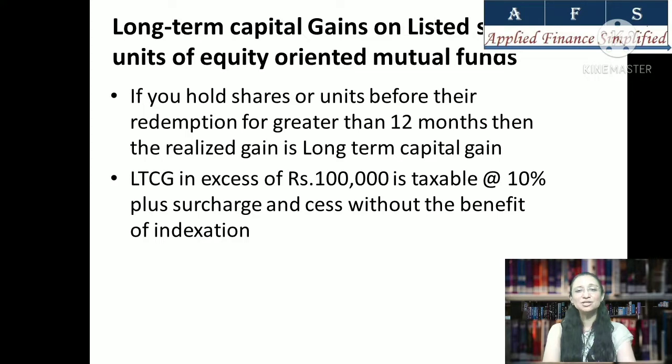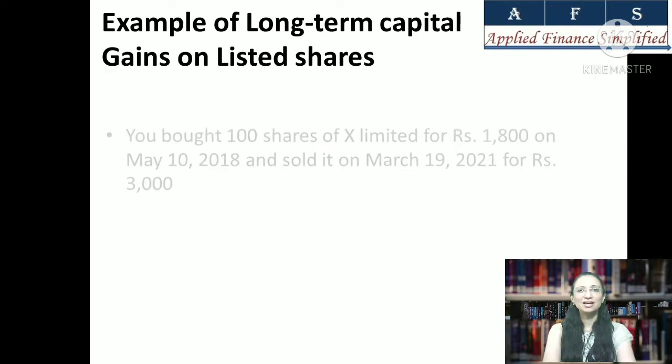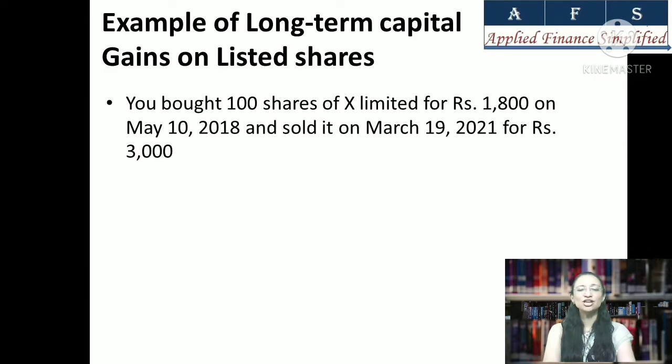Let's take an example to understand the long-term capital gains and how the tax is calculated. Suppose you bought 100 shares of X Limited for 1,800 on May 10, 2018 and sold it on March 19, 2021 for Rs 3,000. As your period of holding is more than 12 months, your equity share holding will be classified as a long-term asset and hence the resulting gain will be classified as long-term capital gain.